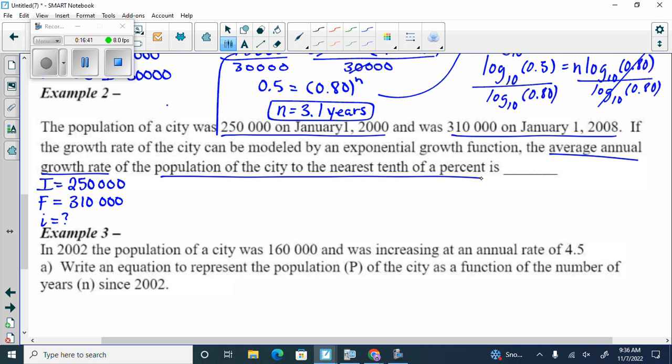Would they ever give us a question where it's like starting on January 1st and ending on like May 15th? I really hope not. Have you ever seen it? I hope not.